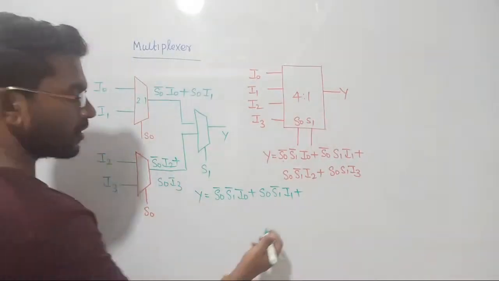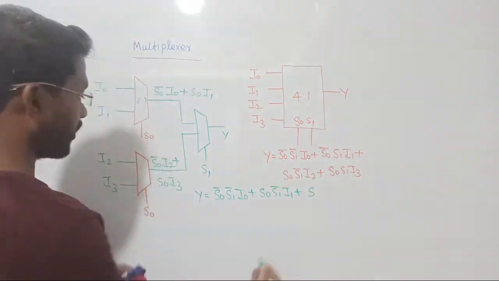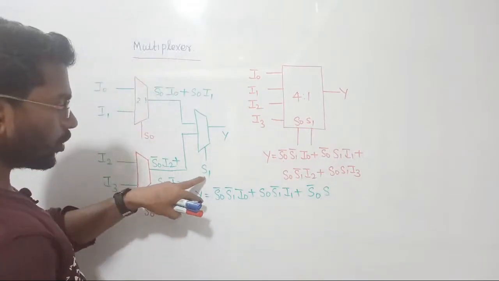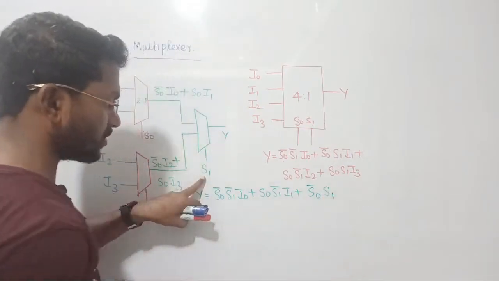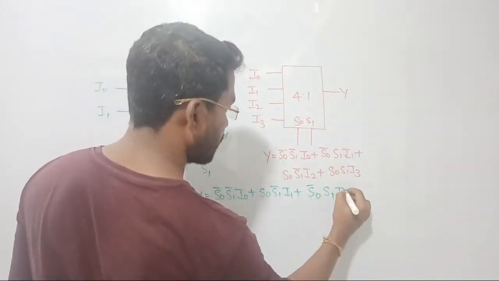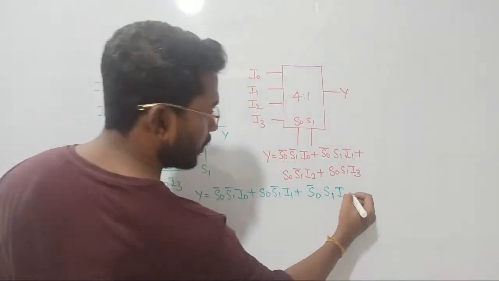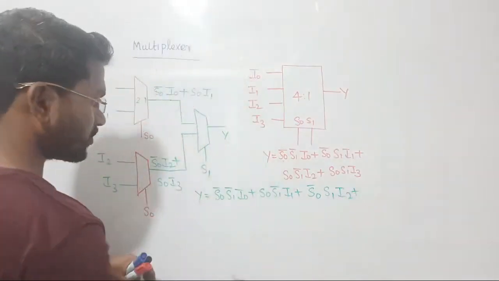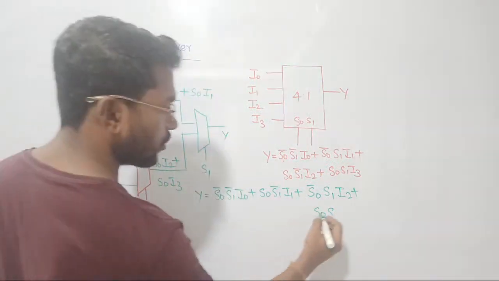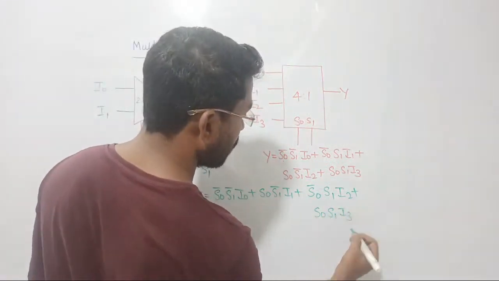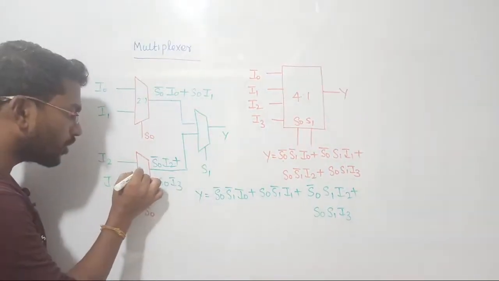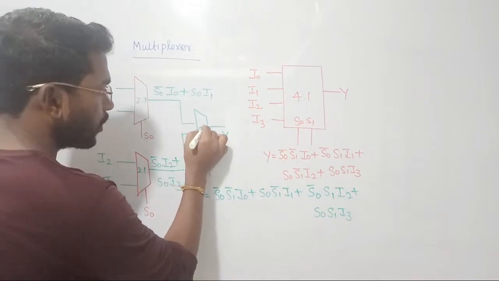Automatically this line will be selected, so what will the output become? Let me consider S0 bar, and here I am putting S1 equal to 1. So the line is going to be I2, and here we are going to get S0 S1, S0 S1 into I3. Clear? So that is how we are getting the output. See how we are realizing a 4 cross 1 mux with the help of 2 cross 1 mux.